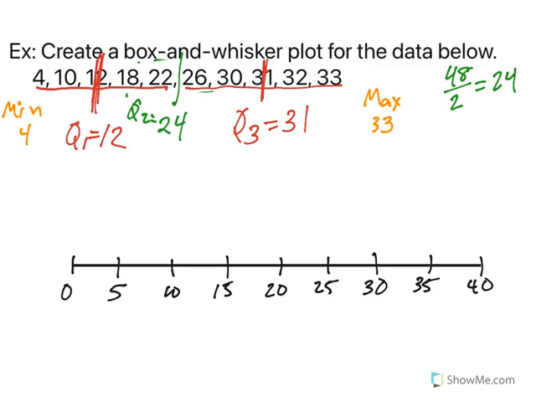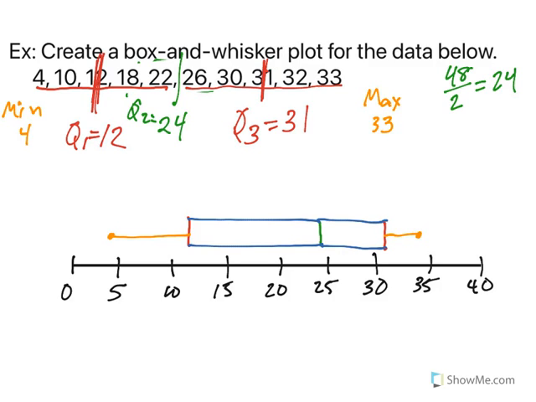So Q2, you can start with any of them. It really doesn't matter. I just like to start with the box of the box and whisker plot, and to do that, I like to start with my Q2. So 24 goes right there. Q1 is 12. So 12 is way over here. And 31. So you can see in this one, the lower half has a really long box compared to the upper half, right? And that's fine. And then I do my whiskers, so 4 and connect, 33 and connect.